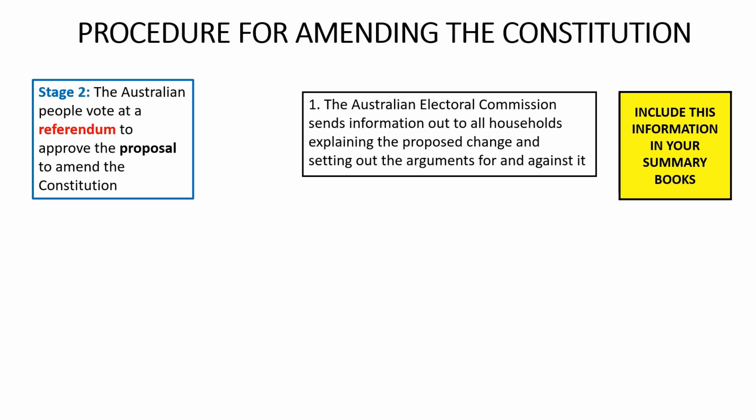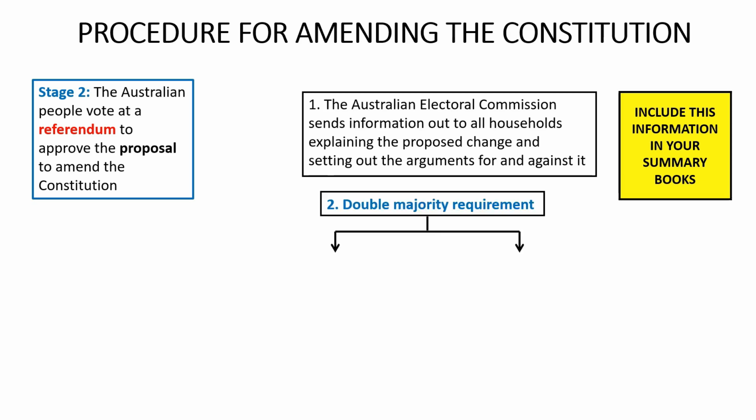When it comes to the actual referendum, that is the vote of the Australian people on the proposal to amend the Constitution, the proposal will only be approved by the Australian people and the Constitution will only be amended in accordance with that proposal if the voting satisfies the double majority requirement. For these purposes, the people who are eligible to vote at a referendum are people who are aged 18 and over and who are Australian citizens.